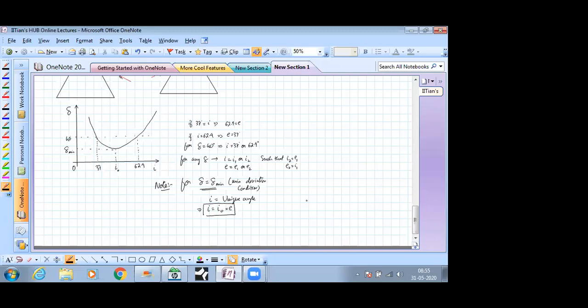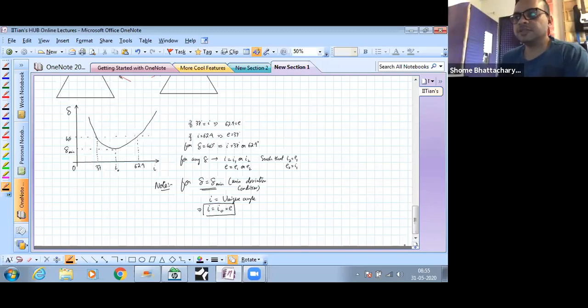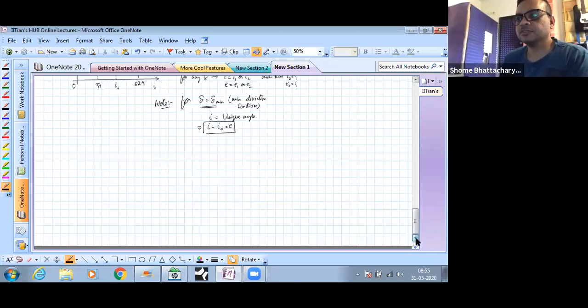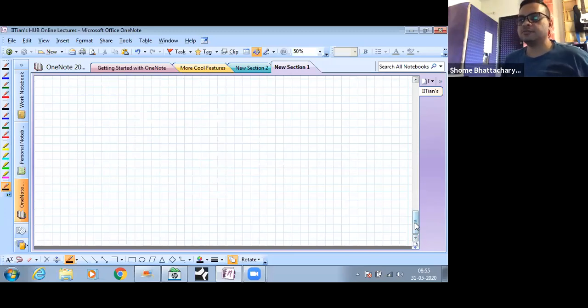Okay, so now from this, there is a kind of special relationship that comes for this minimum deviation condition. So let's look at that more carefully.